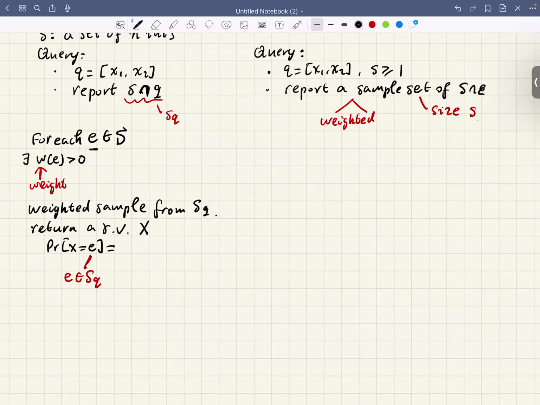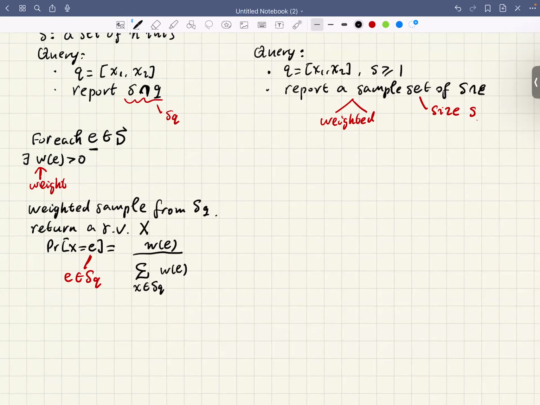Let's say your weight is 99, my weight is 1, and we are the only two elements in the result. Then you should be drawn with 99% probability, and me 1%, right? So how do we define this formula? It is the fraction w(y) over the summation of the weights of all the elements in the query result. That is the probability. Makes sense, right? So you see this is the formal definition. That would be one weighted sample.